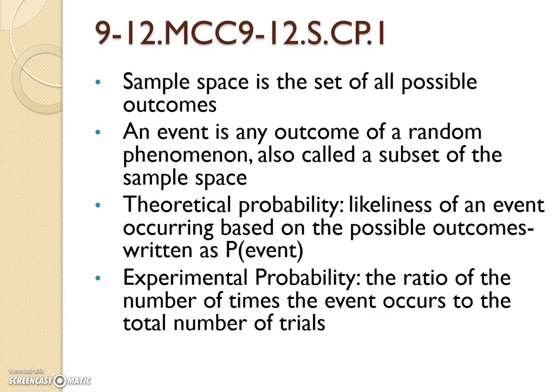Theoretical probability is the likeliness of an event occurring based on the possible outcomes, written as P(event). Experimental probability is the ratio of the number of times the event occurs to the total number of trials.